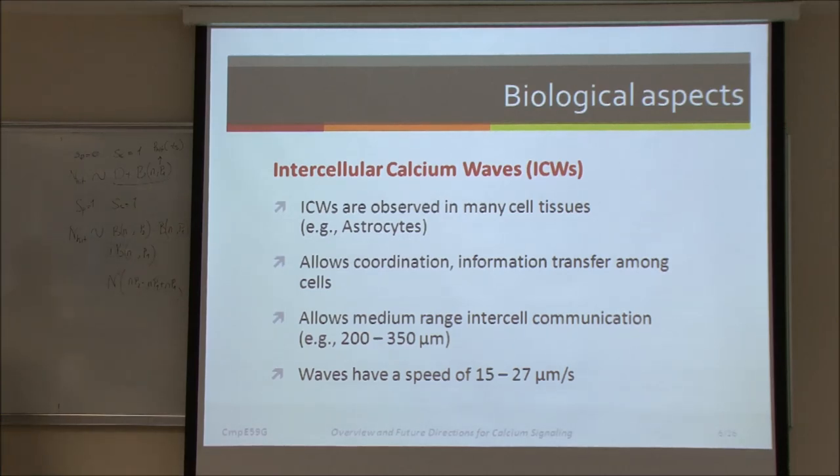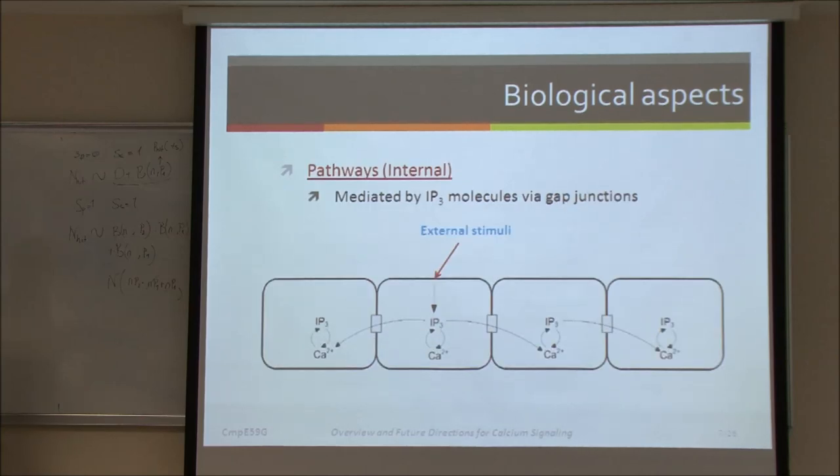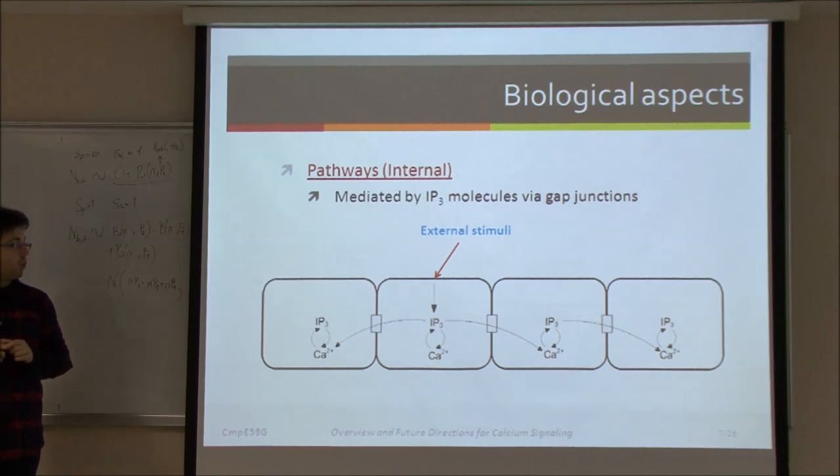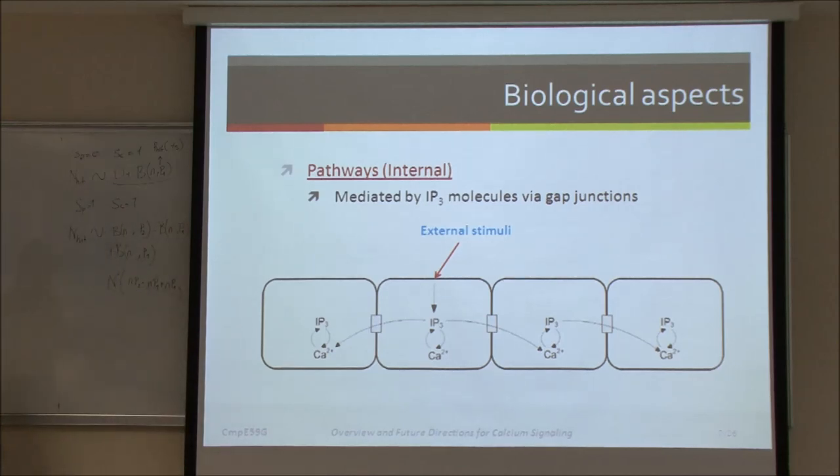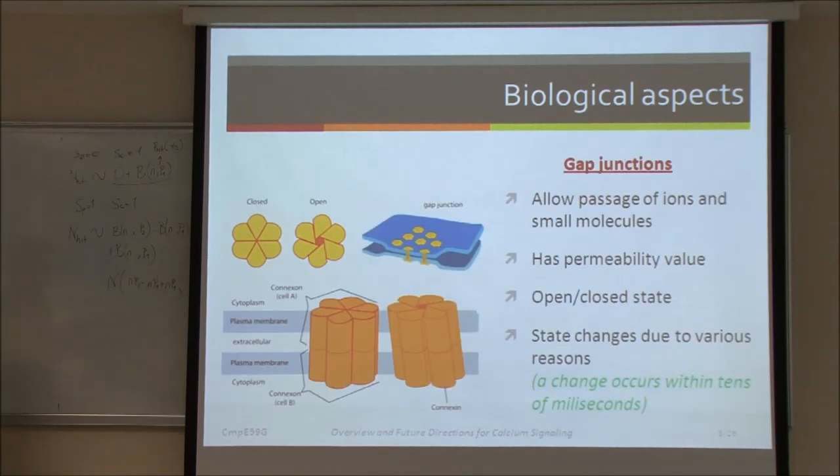And it is kind of faster than the basic diffusion. There are two pathways that are used in biology. One is the one I talked about. This is called the internal pathway, which is triggered via the IP3 molecules and uses those gap junctions.